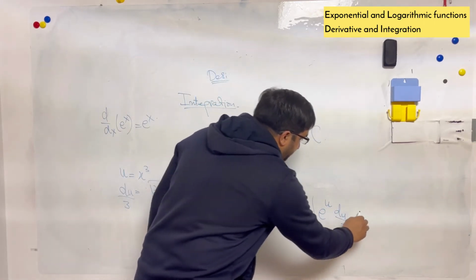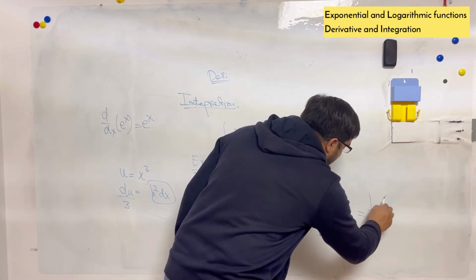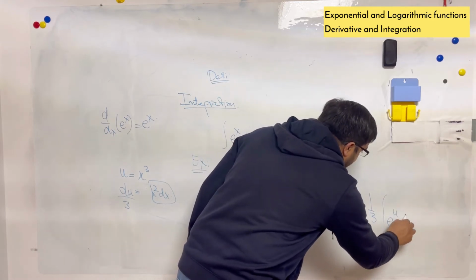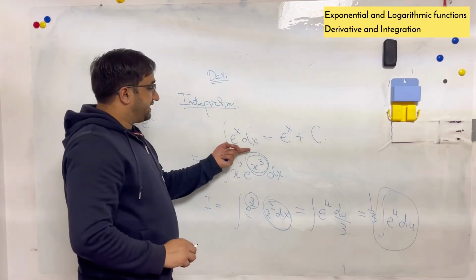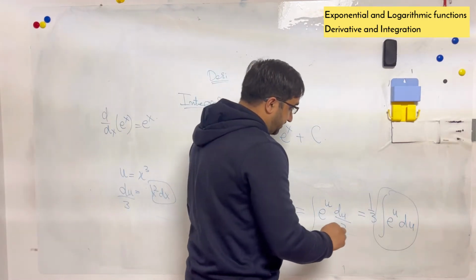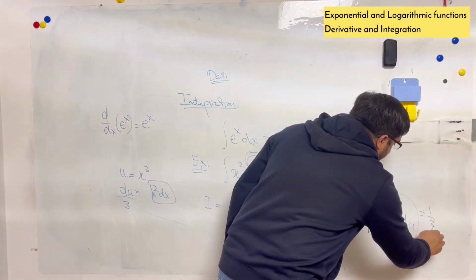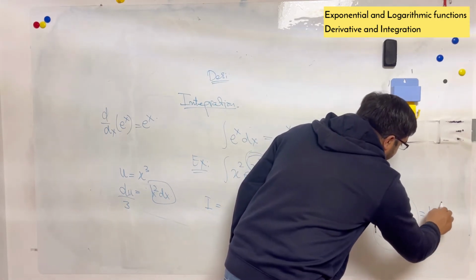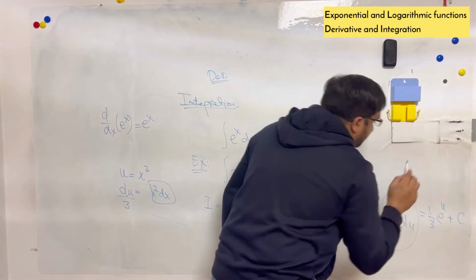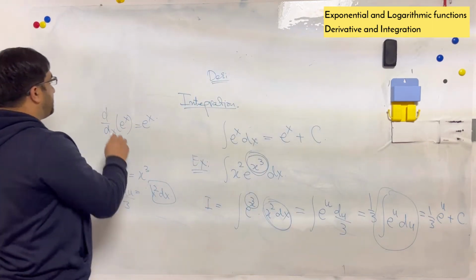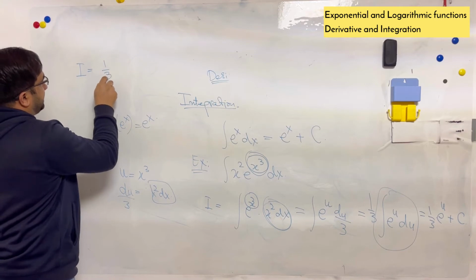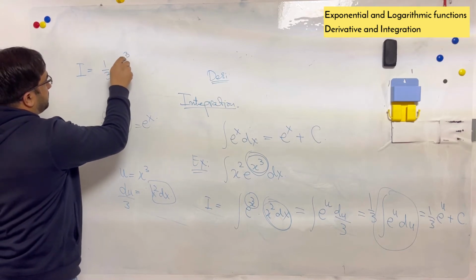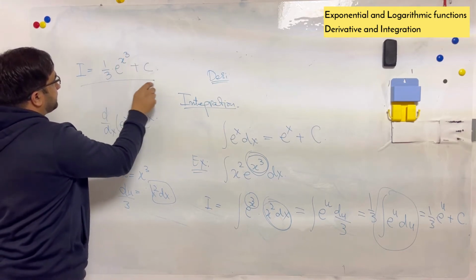So 3 is a constant, you can take it outside, so it is 1 by 3 times the integral of e raised to the power u du. This is exactly the formula for the integration of the exponential function. So it is 1 by 3 e raised to the power u plus c. But u is equal to x cubed. So my final answer is 1 by 3 e raised to the power x cubed plus c.